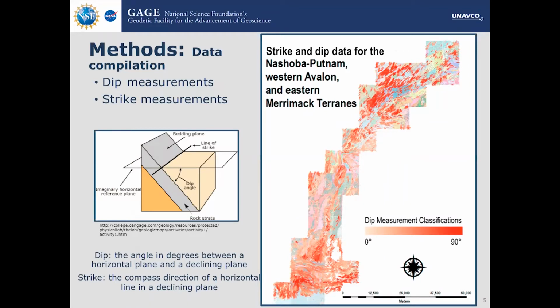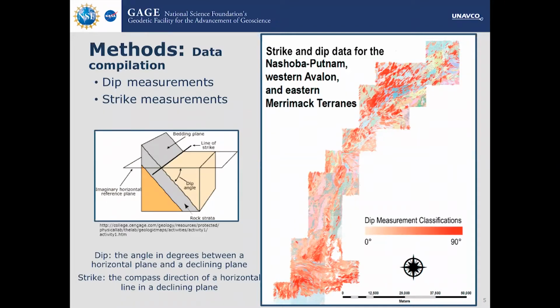Now, dip happens to be the angle below the horizon of the declining plane, and the strike is the compass direction of the horizontal line of the declining plane. So in this image here, you can see that the dip angle would be below the horizon, right there, and the strike would be the line along the horizon in the opposite direction, the compass direction. And so the map here depicts the strike and dip information that I compiled.